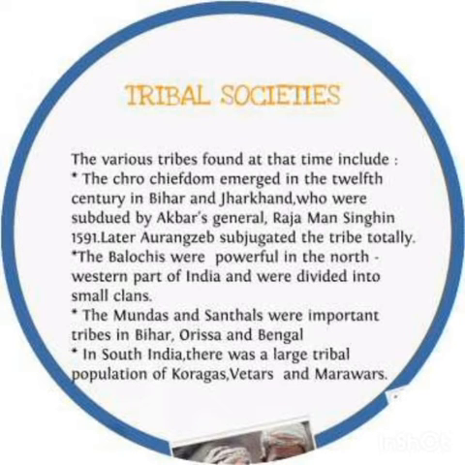The various tribes found at that time include the Koro chiefdom, which emerged in the 12th century in Bihar and Jharkhand, who were subdued by Akbar's general Raja Man Singh in 1591. Later, Aurangzeb subjected the tribe totally. The Balukis were powerful in the northwestern part of India and were divided into small clans. The Mundas and Santals were important tribes in Bihar, Orissa, and Bengal. In South India, there was a large tribal population of Koragas, Betars, and Marawars.